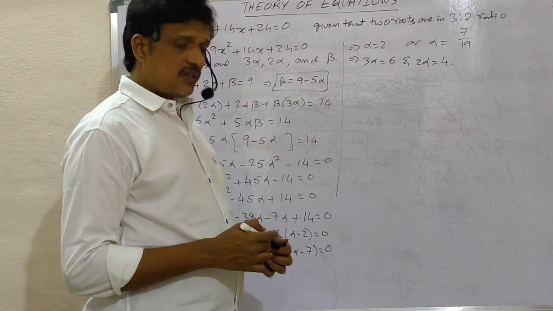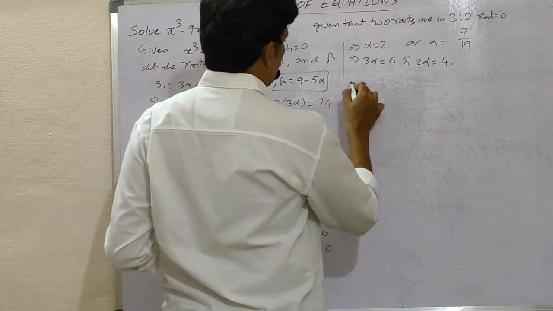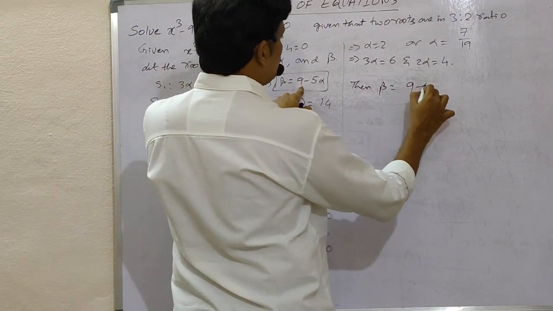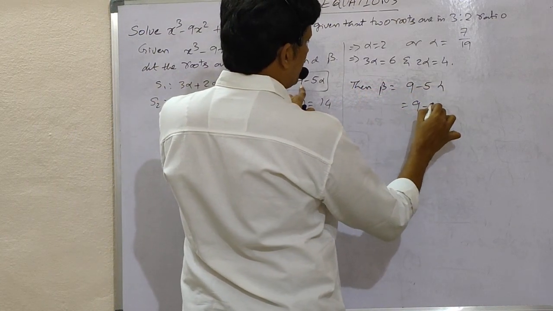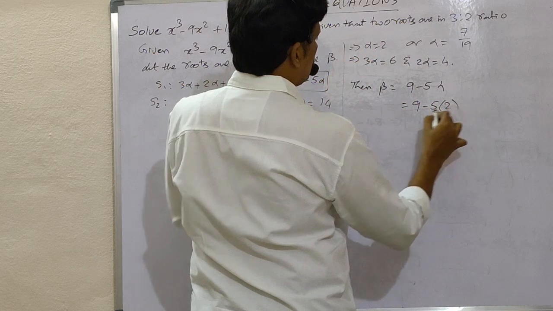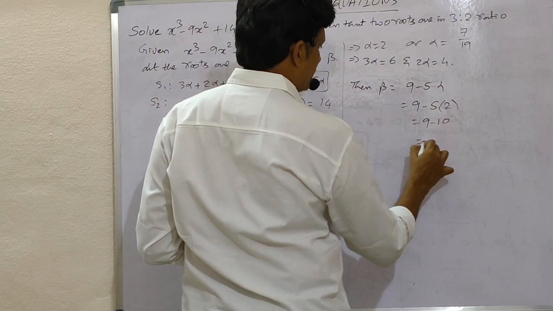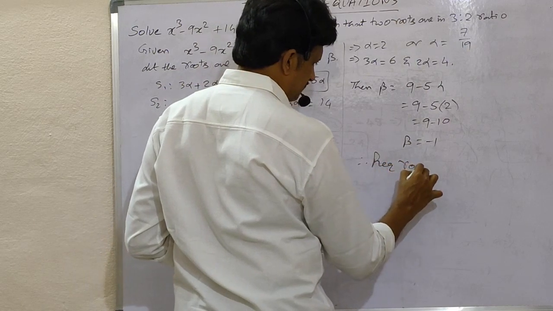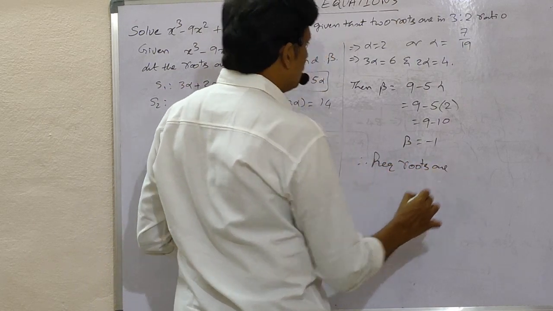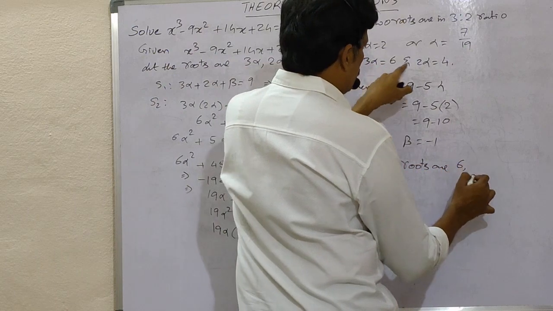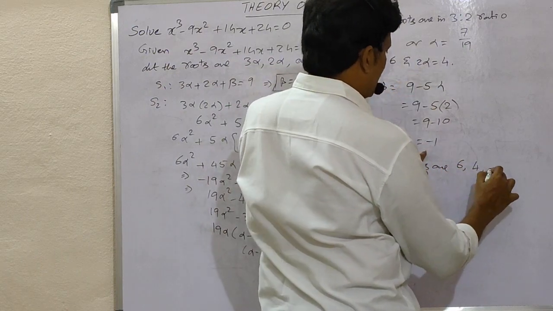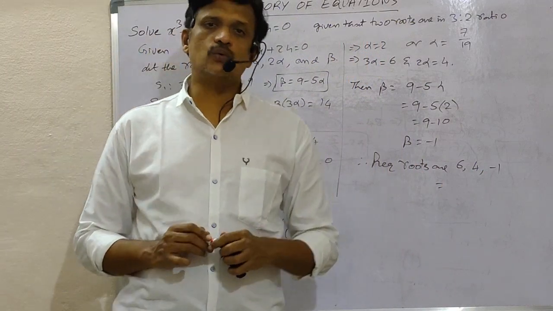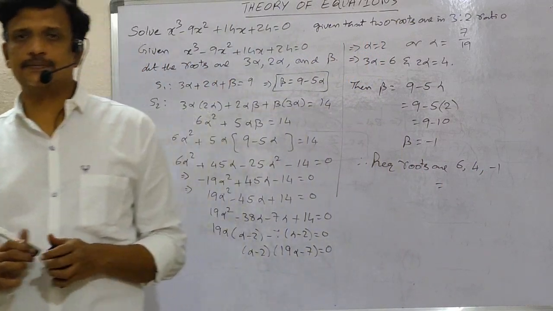Now what about the other root? The other root beta is equal to 9 minus 5 alpha. That is 9 minus 5 into alpha, which is 2. That is 9 minus 10, which is minus 1, so beta is minus 1. Therefore, the required roots are 3 alpha, 6; 2 alpha, 4; and beta, minus 1. 6, 4 and minus 1 are the required roots of the given cubic polynomial.